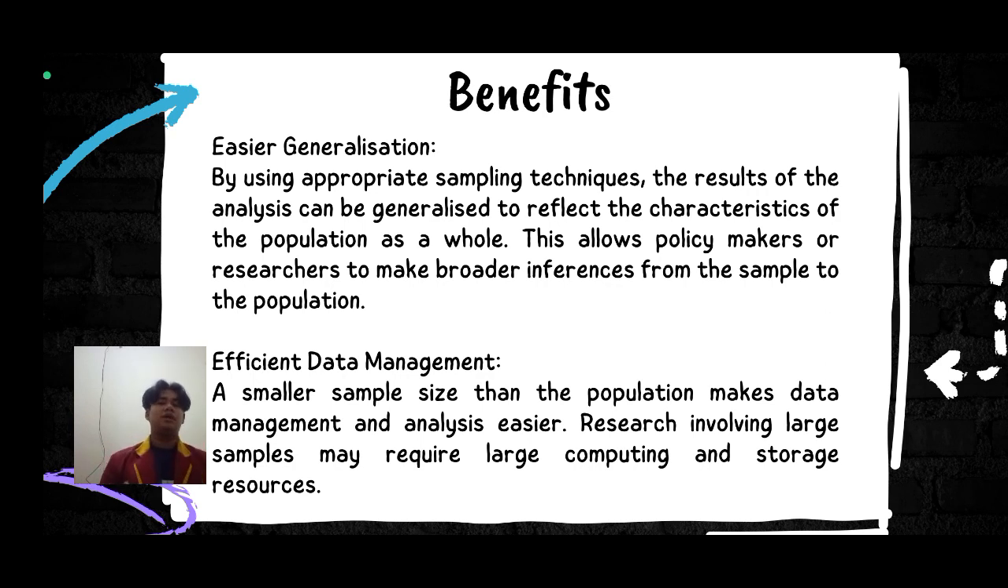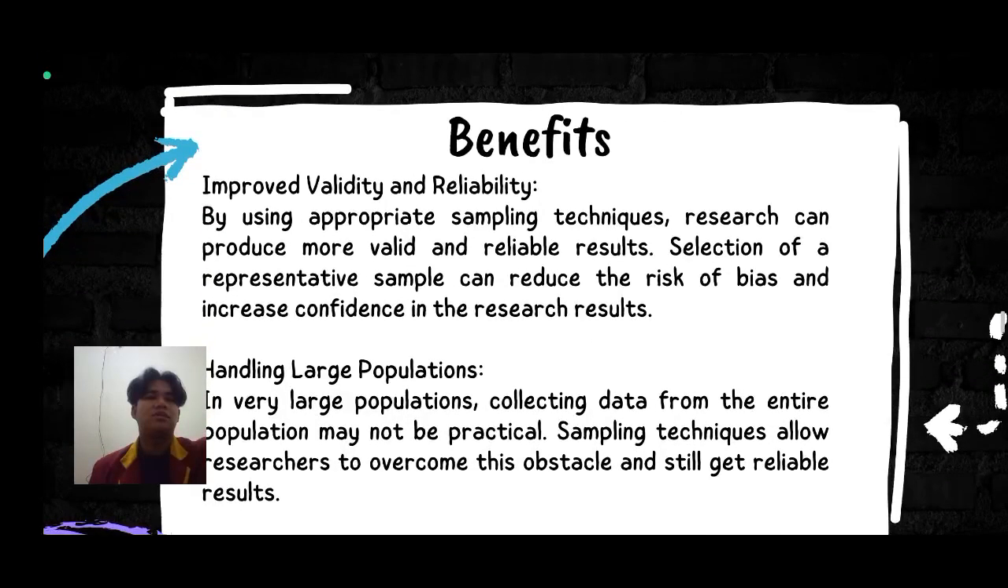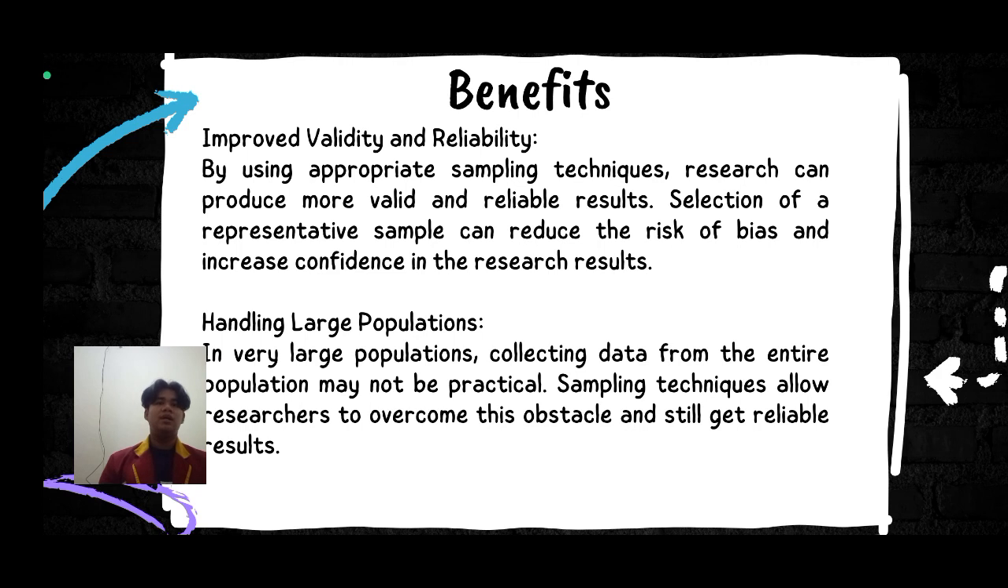Efficient data management. A smaller sample size than the population makes data management and analysis easier. Research involving large sample may require large computing and storage resources. Benefits: improve validity and reliability. By using appropriate sampling techniques, research can produce more valid and reliable results. Selection of a representative sample can reduce the risk of bias and increase confidence in the research results.